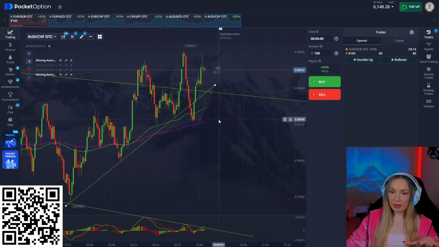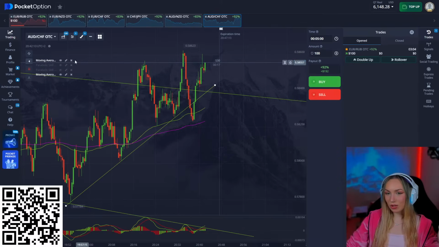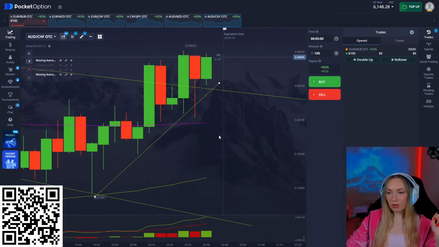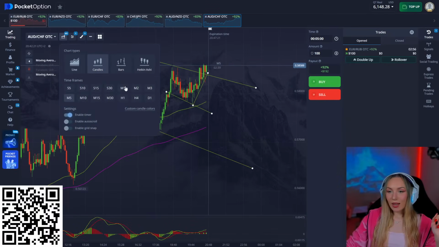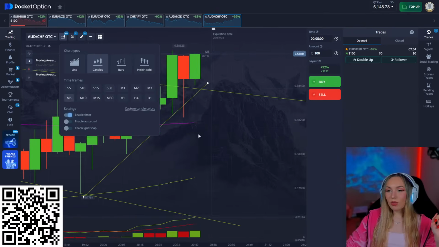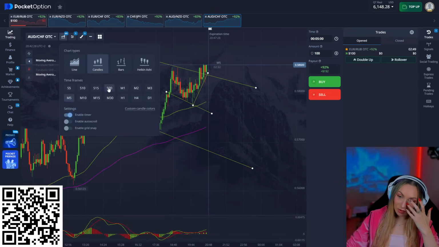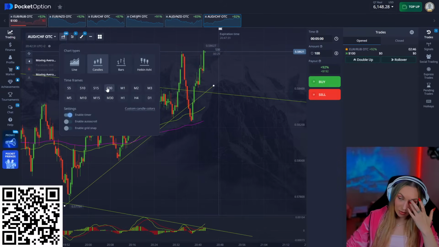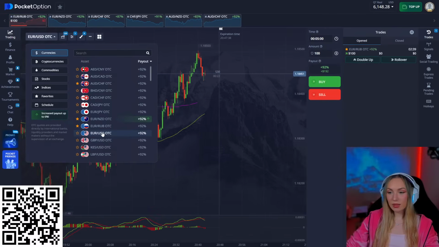It's 100% on AUD-CHF, the change of the trend. So I'm giving up on opening trades in the downward direction. I think we're going to open here trades only in the upward direction. Okay, even though on 5 minutes it still looks like a false break. But on 30 seconds, oh no, I wouldn't call it that. Here we're still waiting for almost 3 minutes.